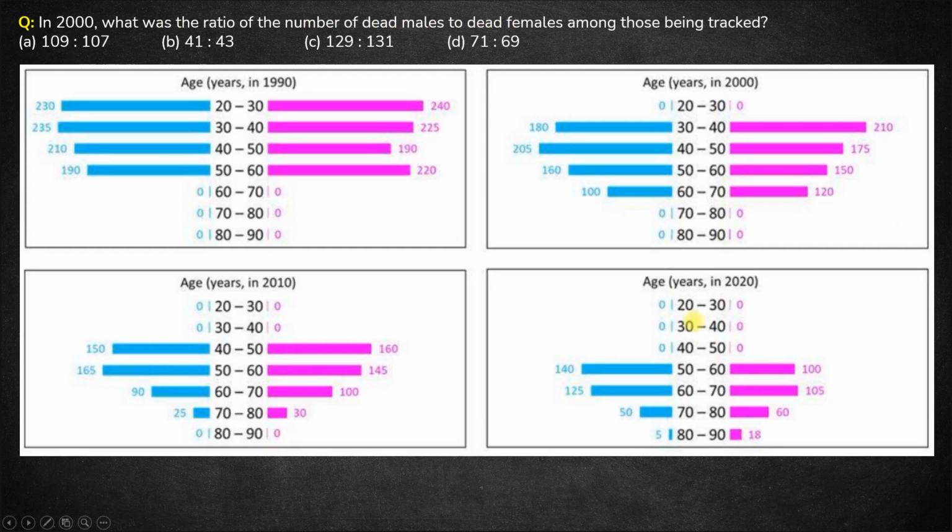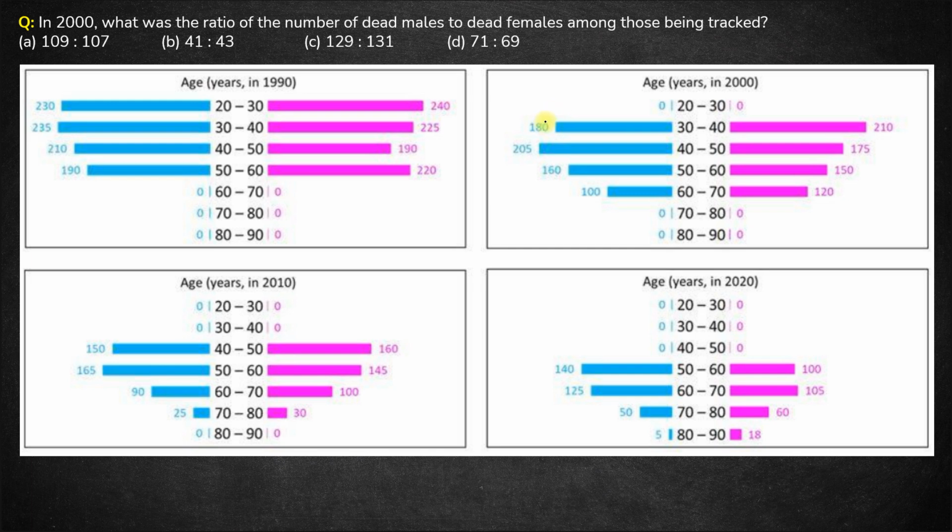Let's look at each question one by one. First is, in 2000, what was the ratio of number of dead males to dead females among those being tracked? Okay. So in 2000, we are talking about what was the ratio of number of dead males to dead females.